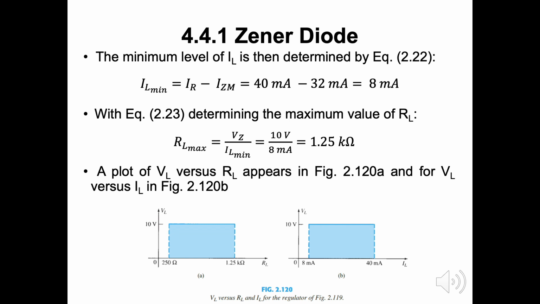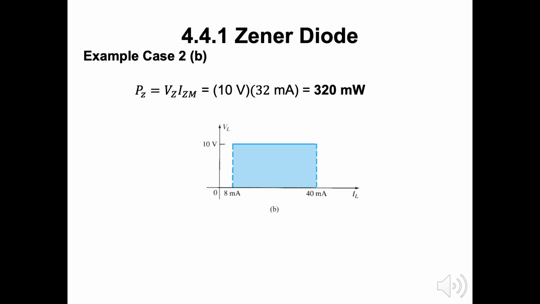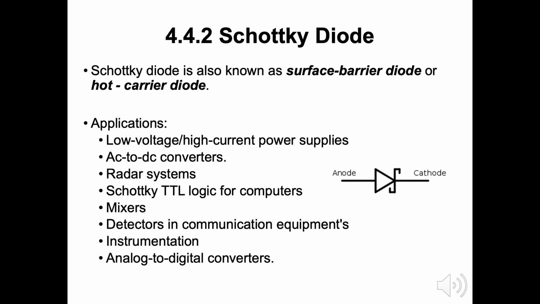A plot of VL versus RL appears in figure 2.120A and for VL versus IL in figure 2.120B. Finally, the power is 320 milliwatts by multiplying the 10 volts with 32 milliamperes. Now we will jump into the next sub-chapter, which is about the Schottky diode.